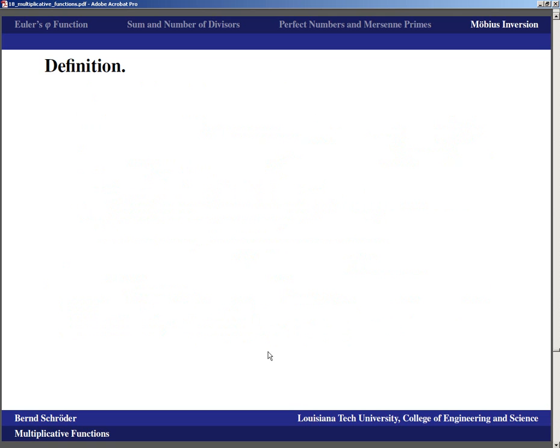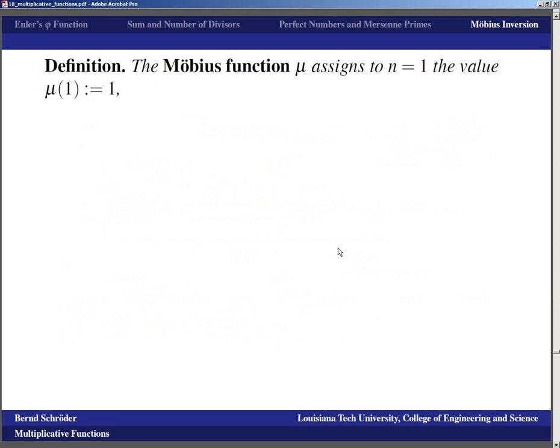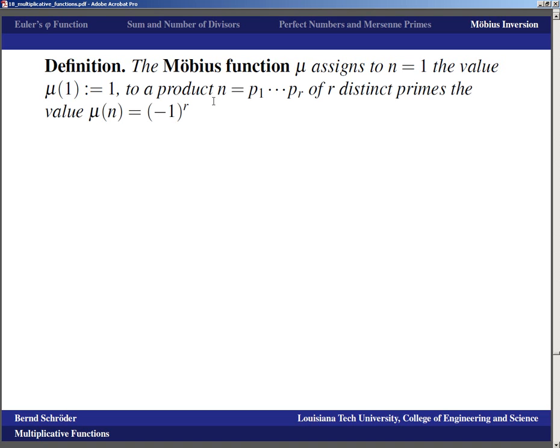Okay, so now we go to Möbius inversion, and that starts with the Möbius function, all named after the German mathematician Möbius, and I'm pretty sure that's also the one with the Möbius strip. And that Möbius function looks really strange, right? It's called mu, and it assigns to the number n = 1 the value mu(1) = 1. And for any product of r distinct prime numbers, it assigns the value mu(n) = (-1)^r.